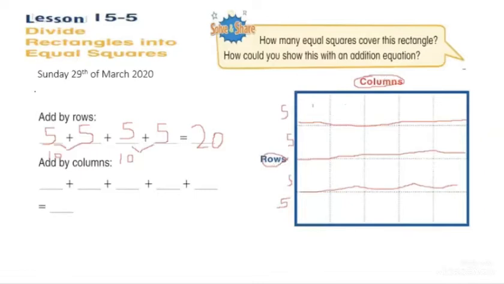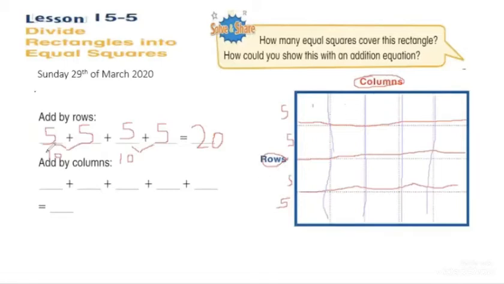Teacher, what is the meaning of column? Look here at this line. The standing line is called a column. So how many columns do we have? We have 1, 2, 3, 4, and 5. So I have 1, 2, 3, 4, 5. We have 5 columns.